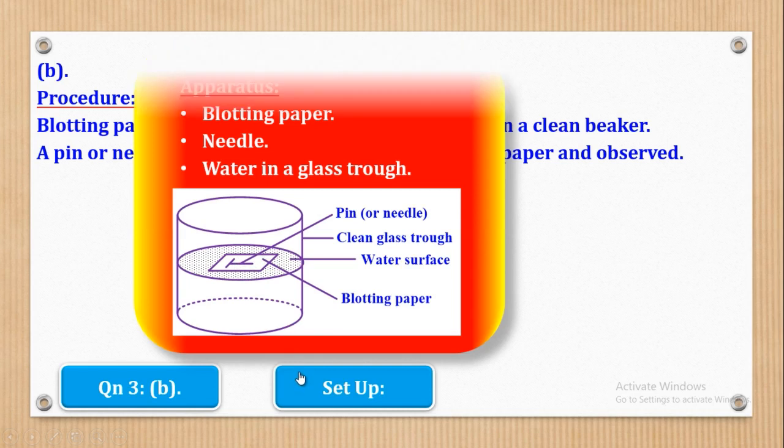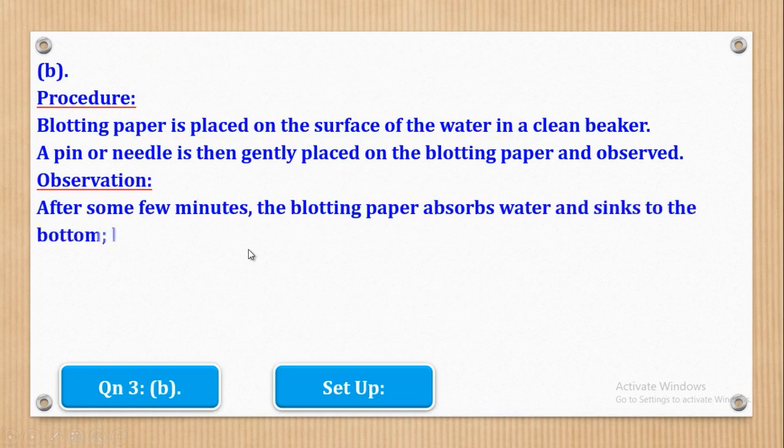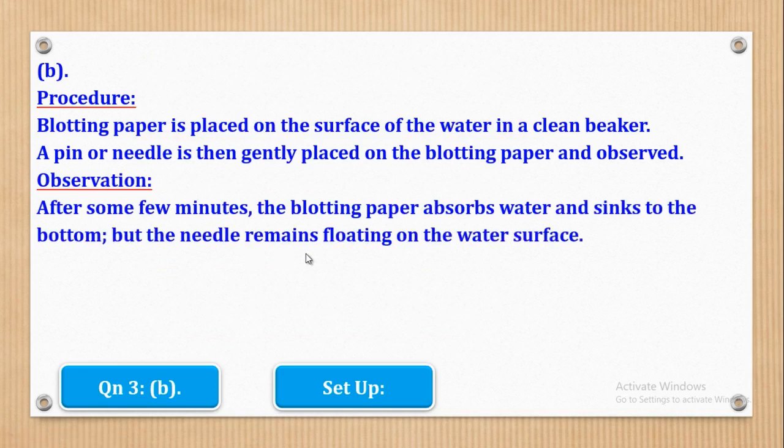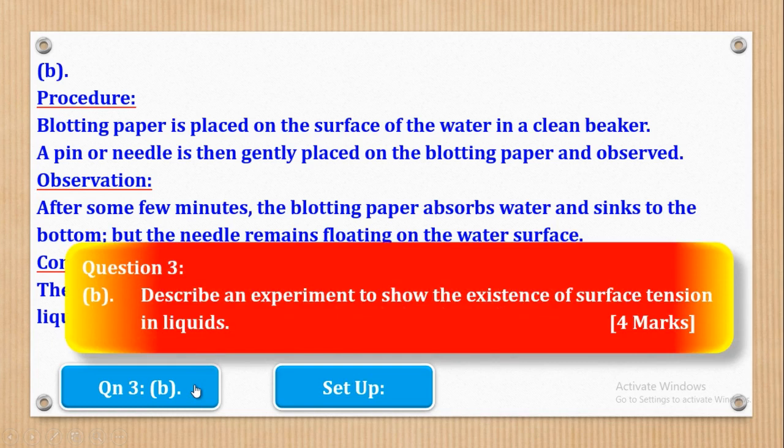Now let's go to the observation. After a few minutes the blotting paper absorbs water and sinks to the bottom, but the needle remains floating on the water surface. The conclusion therefore is that the needle is held by surface tension, hence the existence of surface tension in liquids. So basically that was the experiment to show the existence of surface tension in liquids.